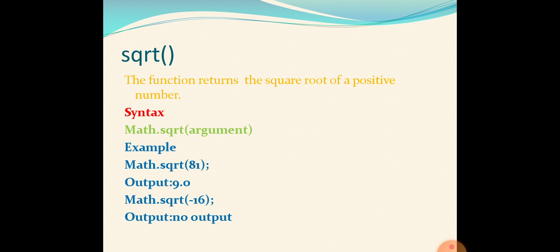Move on to the next one, that is the square root function. This function returns the square root of a positive number, and the return type of this function is always double. So Math.sqrt(81), when I write, it gives 9.0. Math.sqrt will not be able to calculate the square root of any negative number. In that case, no output will be displayed.